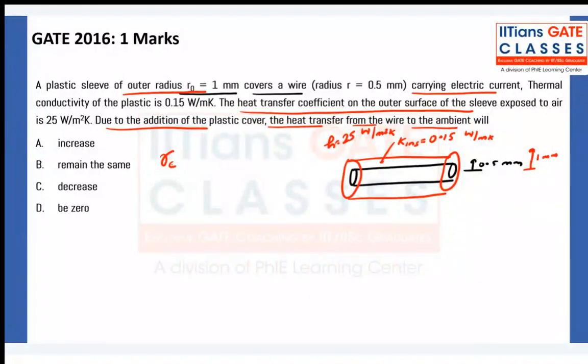Critical radius. How do I calculate critical radius? What is critical radius for a cylinder? K by H. What is the critical radius for a sphere? 2K by H. Very nice. Everyone should answer. Please revise your concept with me. That's why I know I can directly write and move on.